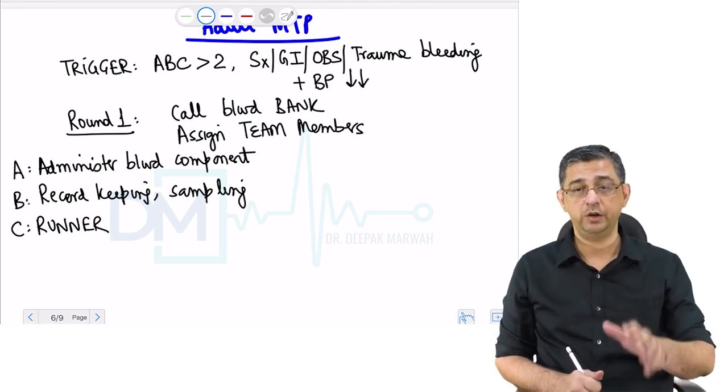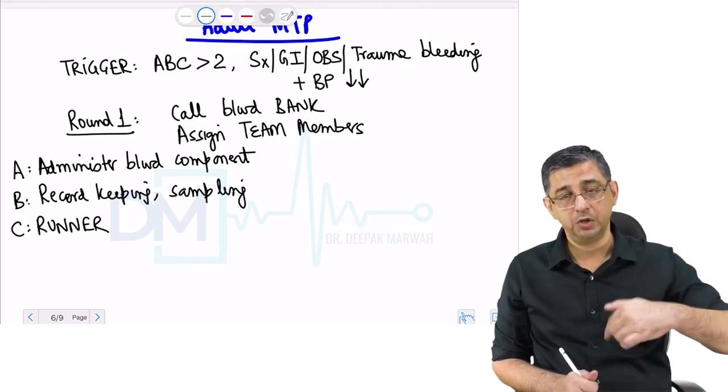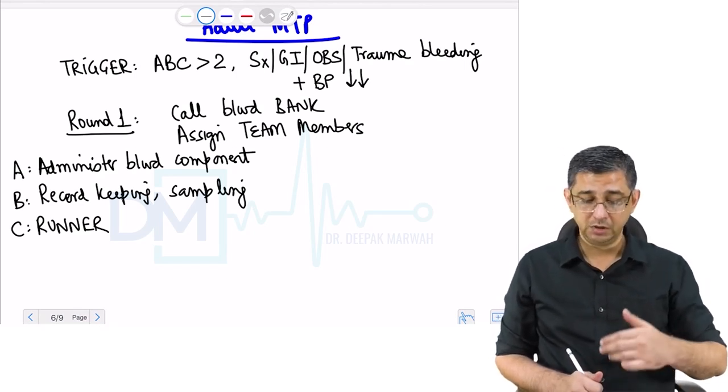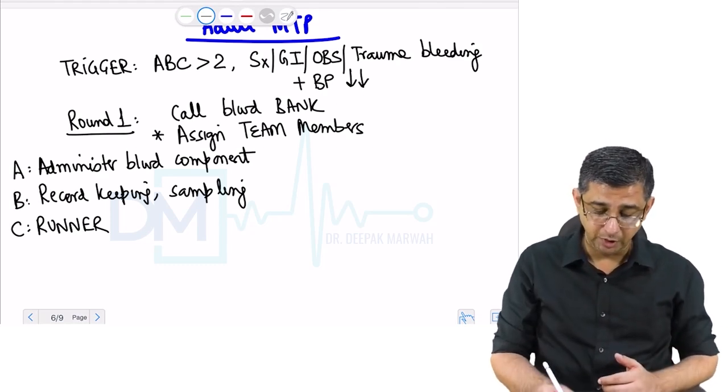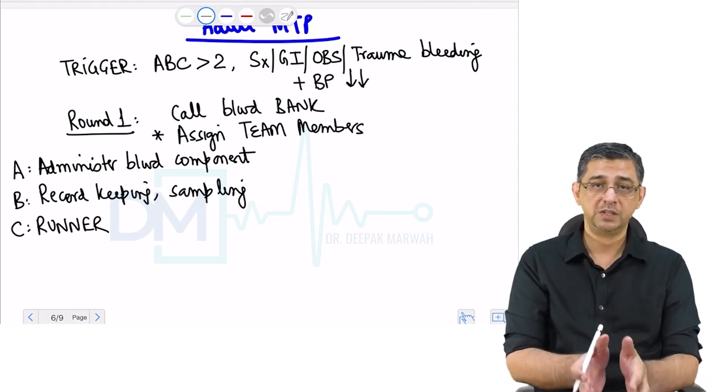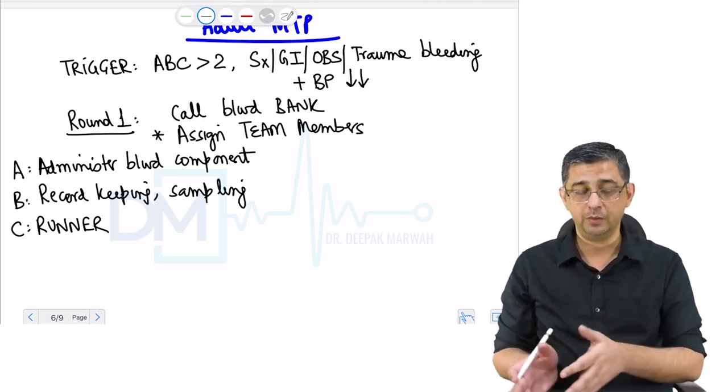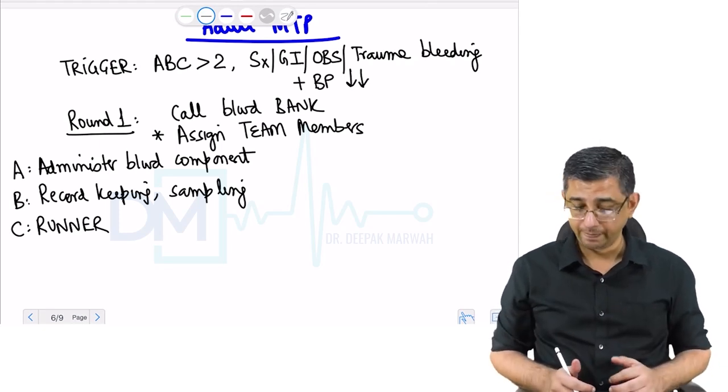That is why I assign the team members, and that is what is asked. So even in the exam, if it is asked what is the first step to be done after calling the blood bank, the first is to assign team members, so that you know who is giving the massive transfusion, who is doing the sampling, and who is doing the running part.